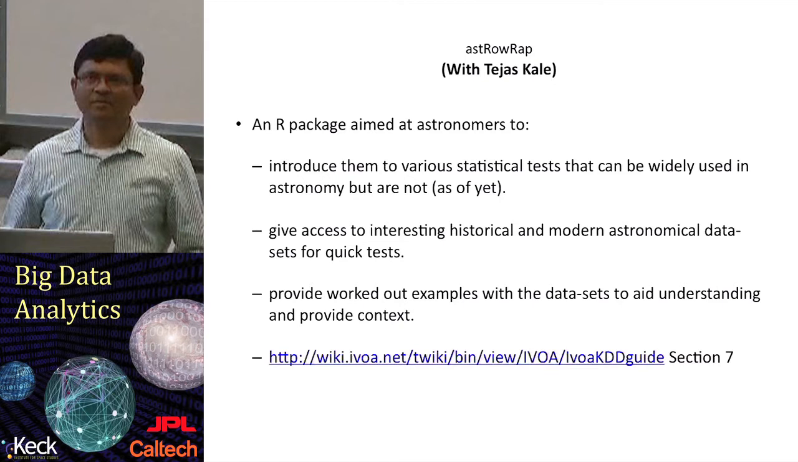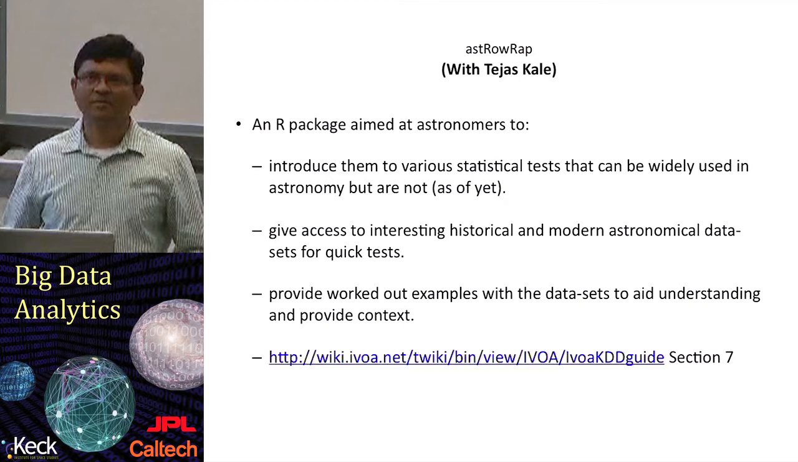And this work is in collaboration with Tejas Kai in Pune. The kind of data sets that we have been using here are historical data sets, interesting small data sets, and also some very modern data sets from large sky surveys like the Catalina Real-Time Transient Survey. And with these, we provide some worked out examples so that astronomers can directly jump in and take a look at them. These will also be available on the sister site for this workshop.